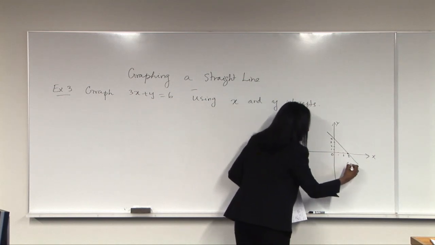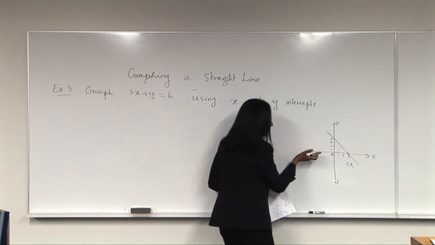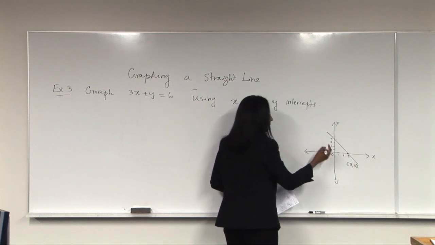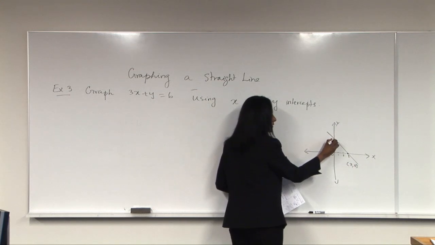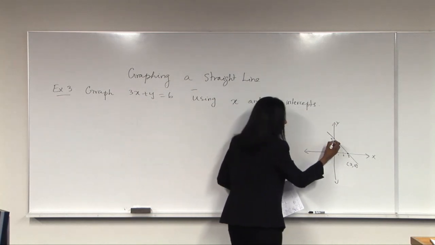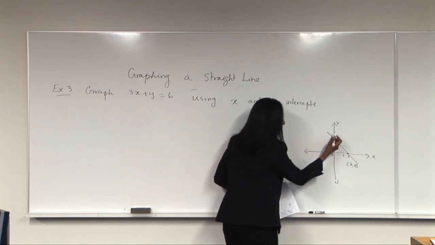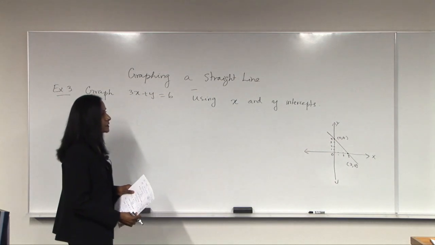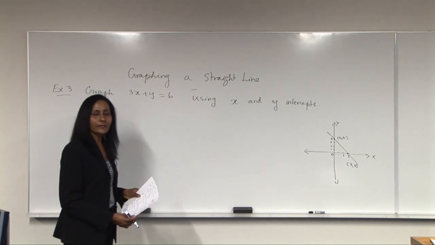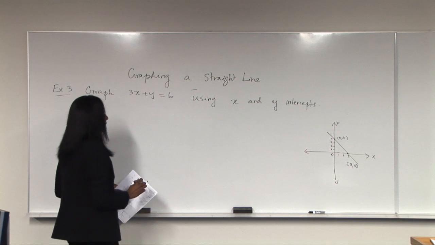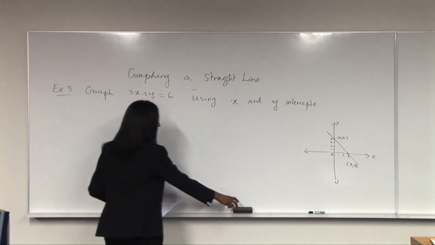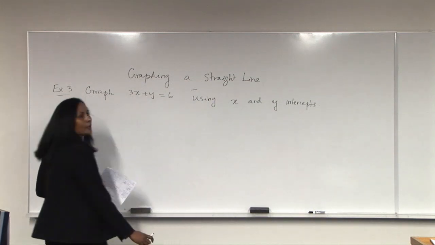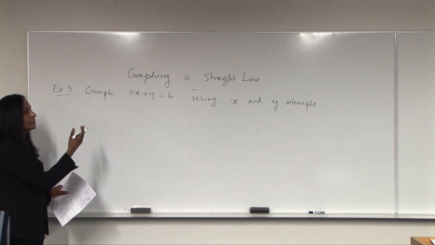So here x is 3. What's your y? Y is 0. And the graph crosses the y-axis here, and here y is equal to 4. What's your x? X is 0. So 0, 4 is your y-intercept. 3, 0 is the x-intercept. So that's an example. Here you are asked to graph this by using x and y-intercepts. So we have to find the x and y-intercepts, plot those ordered pairs, and then graph.